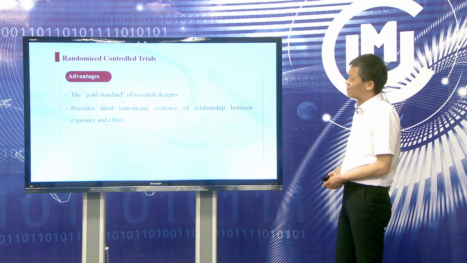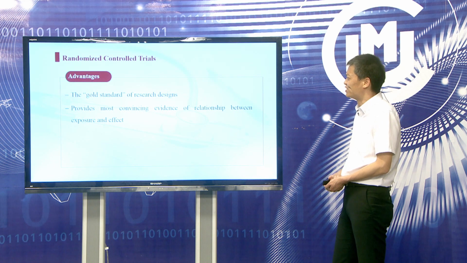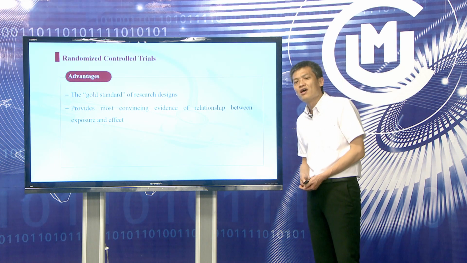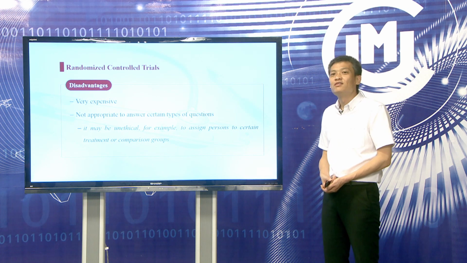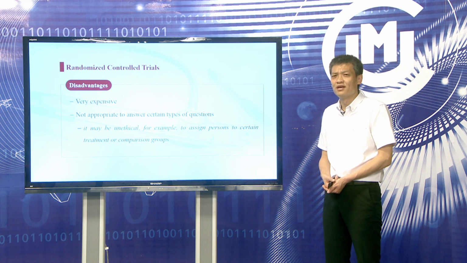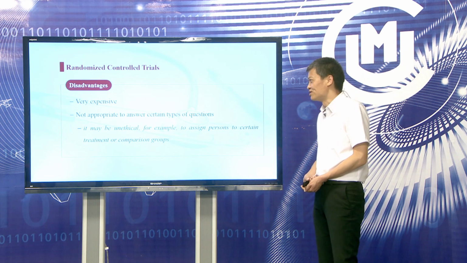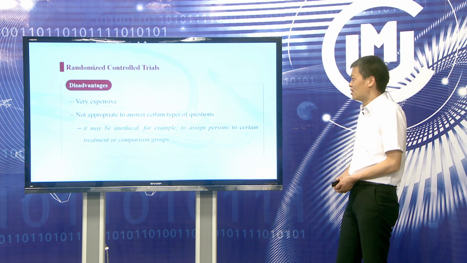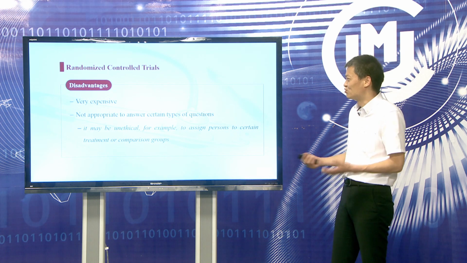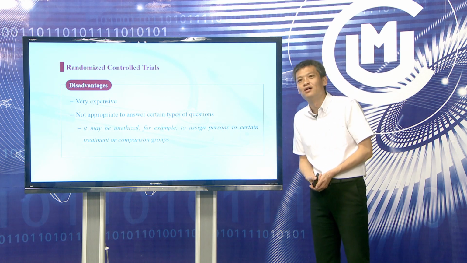These are advantages of randomized controlled trials. The RCT is the gold standard of research designs, and will provide the most convincing evidence of the relationship between exposure and effect. Some disadvantages should be noted: the RCT is very expensive and it is not appropriate to answer certain types of questions. For example, it may be unethical. It is not suitable to assign persons to certain treatment or comparison groups. So sometimes it is not appropriate.